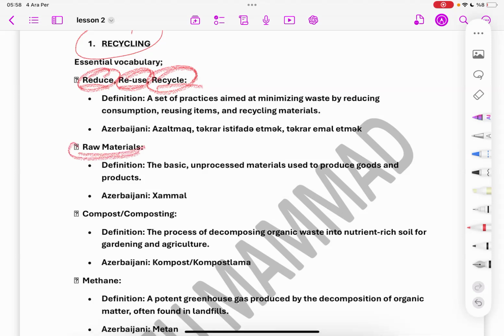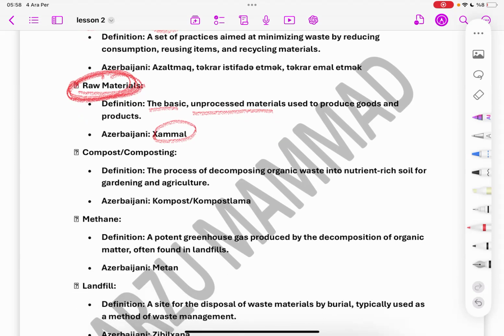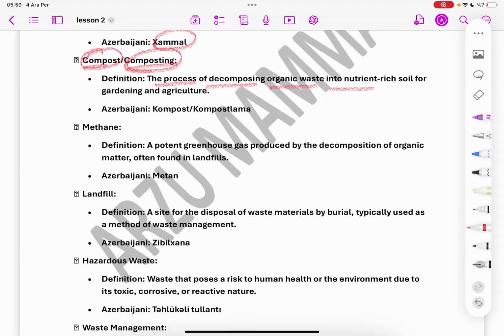Raw materials, this is again one of the most common ones. It is the basic unprocessed materials, like you can see its translation in Azerbaijani as well. So it is very common in IELTS writing task 1 and also reading and listening parts. So compost or composting, the process of decomposing organic waste into nutrient-rich soil for gardening and agriculture. Like we use them as fertilizers, okay? In this case, they're compost and we are doing composting there, okay?